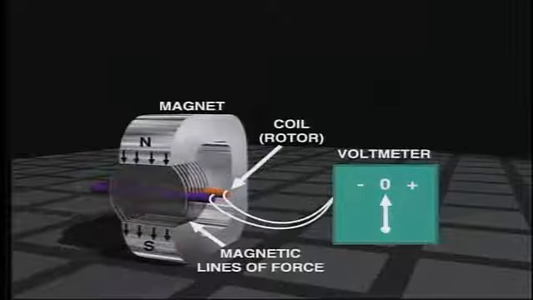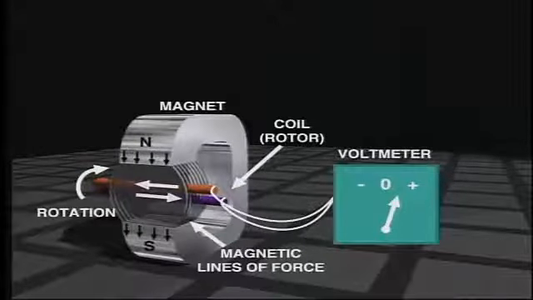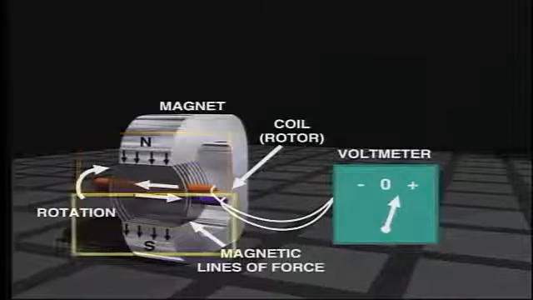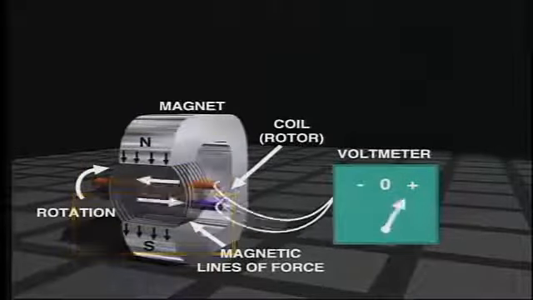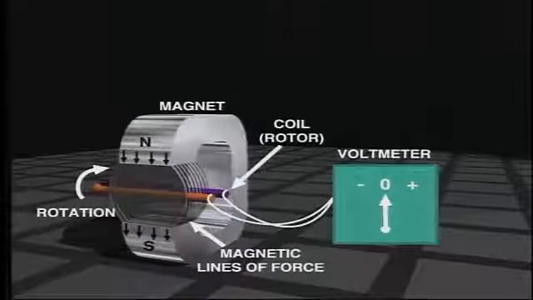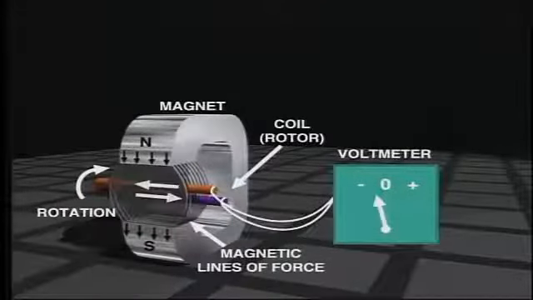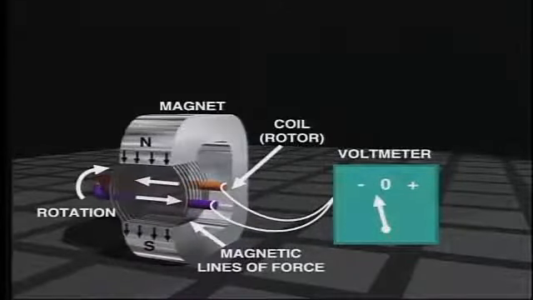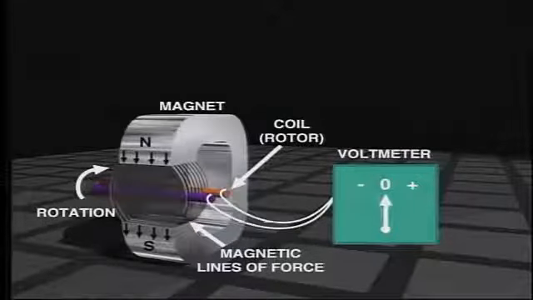In this diagram, as we start rotation of the coil, one side passes close to the north pole and one side close to the south pole. The coil sides cut the magnetic lines of force and in doing so create a voltage in the coil. This is the well-known principle of electromagnetic induction. When a conductor cuts a magnetic field, a voltage is induced in that conductor.